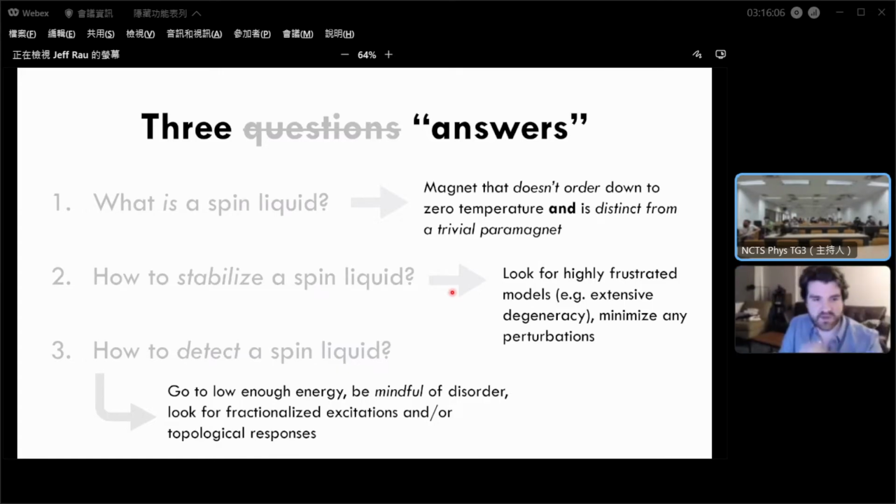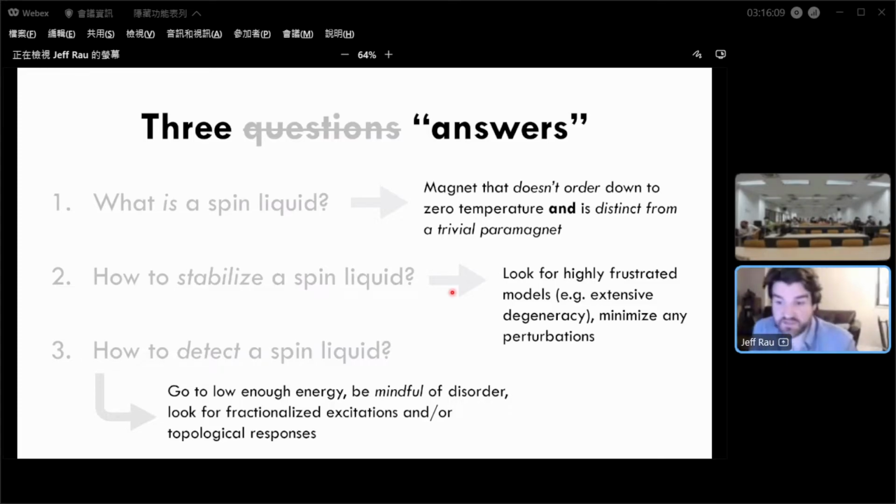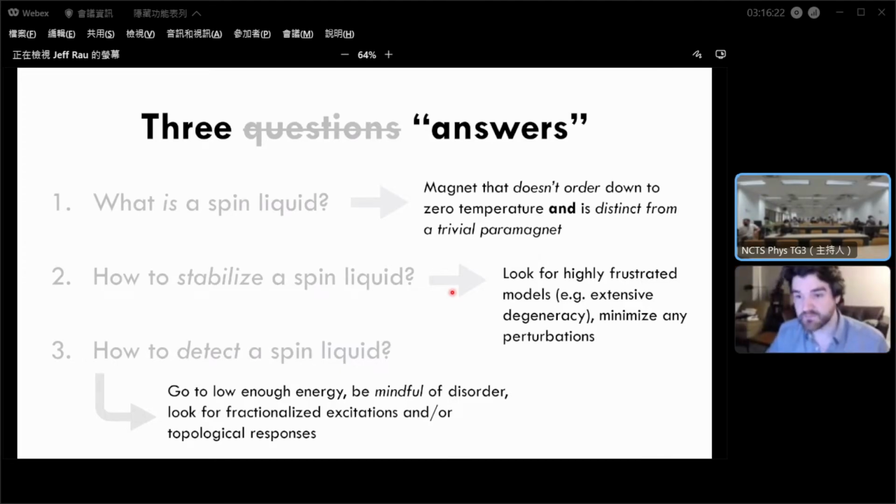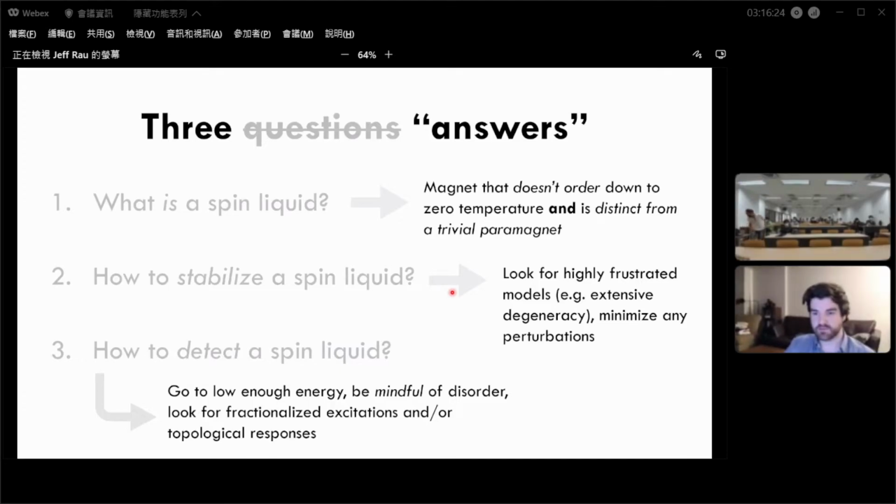And then the last question, how do we detect the spin liquid? You need to go to low enough energy. You need to be mindful of any disorder that's in the system. And then you need to look for fractionalized excitations and, if possible, topological responses. Okay, I'm over time, so let me stop there. And if you have any questions.